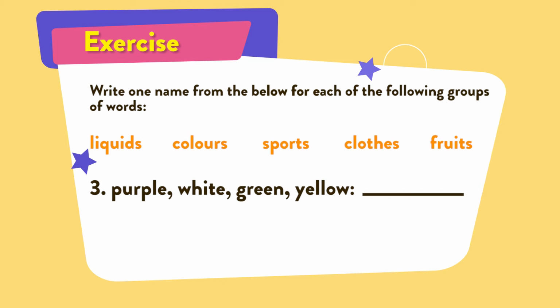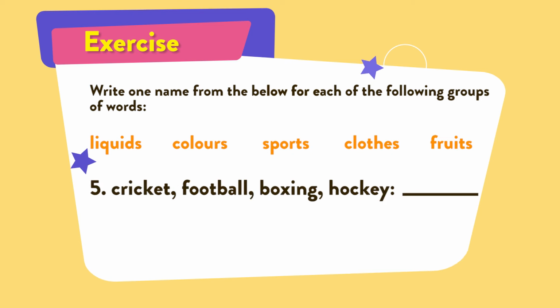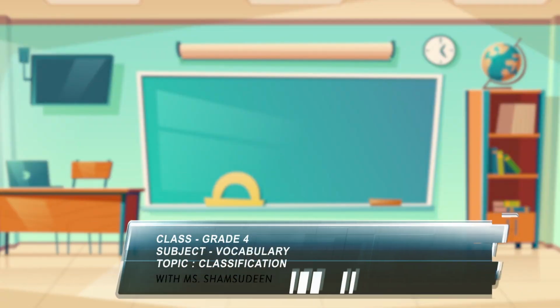Purple, white, green, and yellow are all colors. So the name under which these can be classified is colors. Water, oil, orange juice, and salt are all liquids. So the group they belong to is liquids. And if you remember our example, we had cricket. So cricket, football, boxing, hockey, they are all sports or games we play. So sports would be the group under which they can be classified.